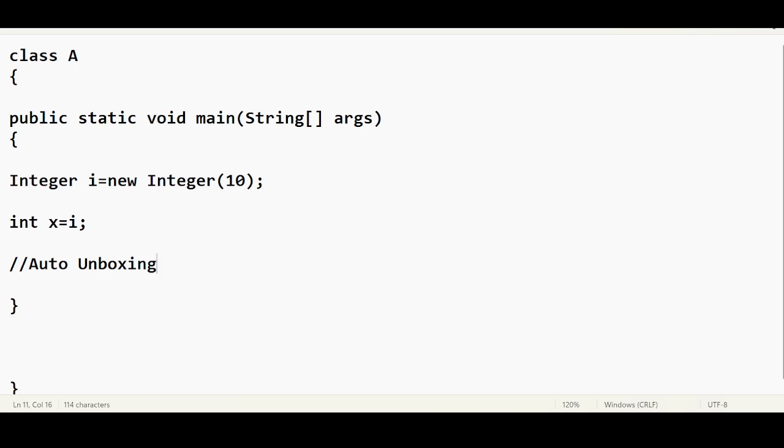Right? Wrapper class to primitive type is called as what? Auto unboxing. What is it doing internally? Internally it is adding a piece of code like int x equal to i.intValue(). Okay, this is the piece of code that is written internally. This is taken care of by the compiler itself. You do not have to do anything here. Compiler will take care of the conversion. Okay, just the opposite thing is called as what? Auto boxing. The wrapper to primitive is auto unboxing.